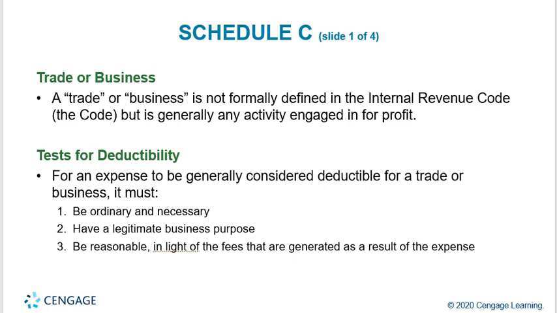And so ordinary and necessary would normally fall in the category of what type of business you're engaged in. A legitimate business purpose, you have to be able to tie it to some type of income-driven activity, and then to be reasonable in light of the fees that are generated. The amount cannot exceed the revenue that you're normally generating.